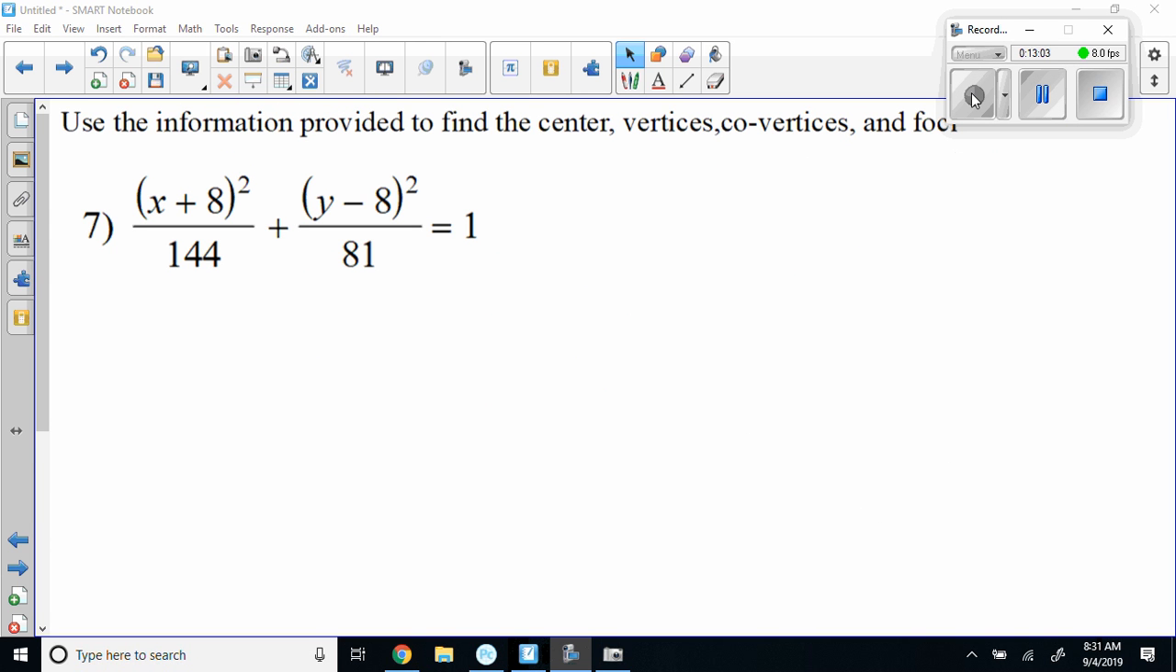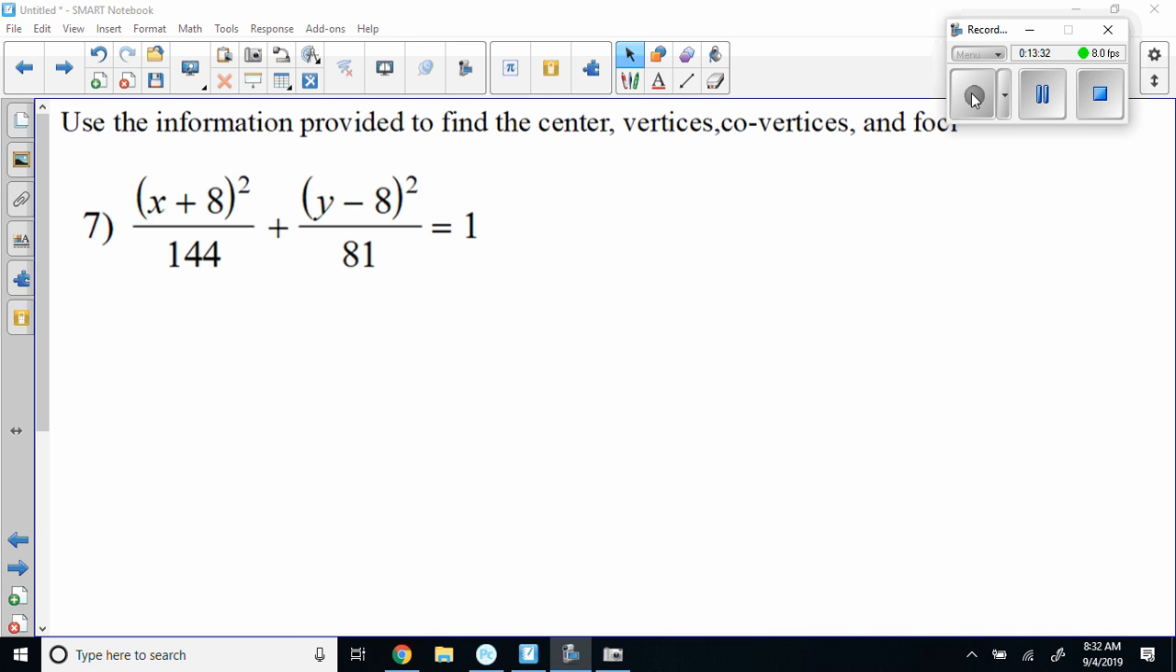Let's switch gears. We're done with circles. Now we're in ellipses. Need you to find the center, the vertices, the co-vertices, and the foci. But before you can do that, ladies and gentlemen, you have to understand the orientation of this, because the orientation is going to drive where things are. Okay? It is the kicker of everything.